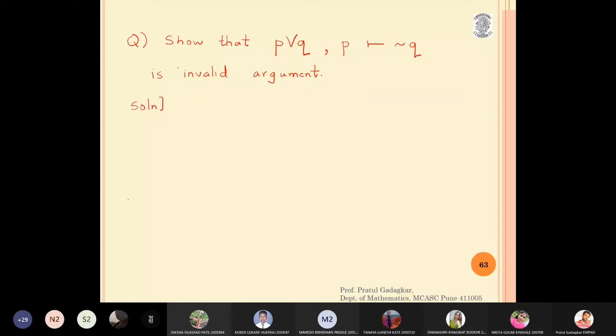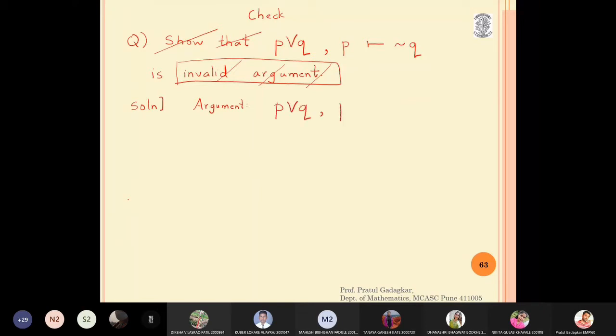Now suppose I don't tell you this, suppose I hide this data from you, and I just ask you a question: is this argument valid? What we usually do is write down the argument. The argument is P or Q, comma P, and then you try to simplify this. Now, what is P or Q? P or Q means negation of negation P or Q, which means negation P implies Q, correct?